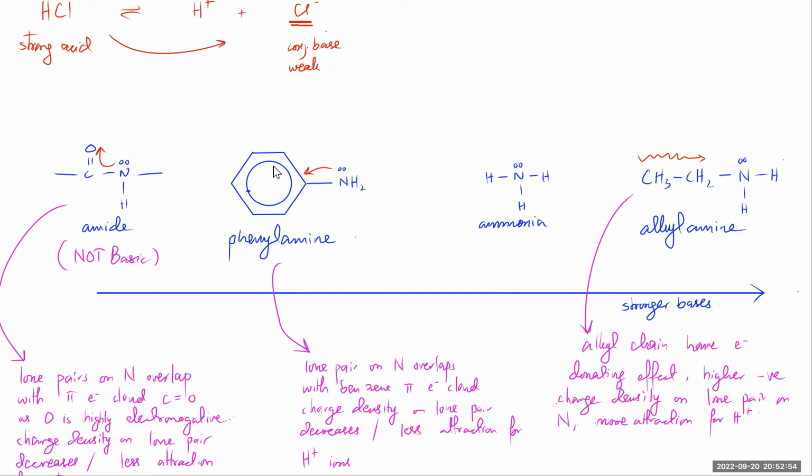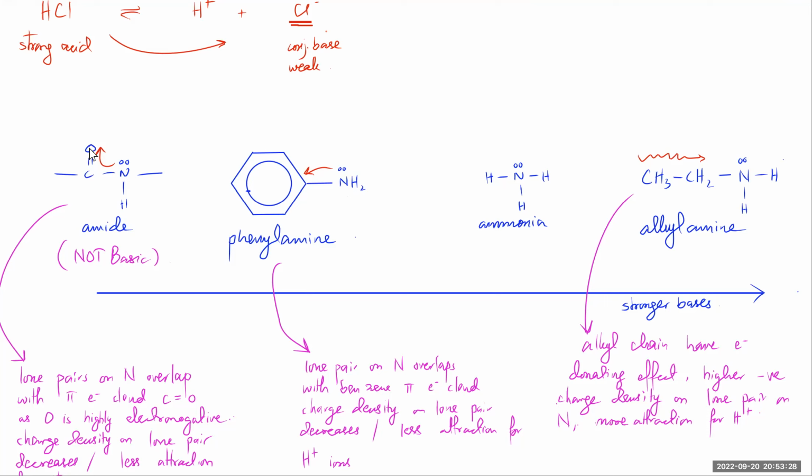So you've got an alkyl chain, there's more negative charge density over here. Similarly, the N can be attached to a benzene. When it's attached to the benzene, the lone pair actually mixes with the benzene electron cloud over here. So the lone pair has a lower negative charge density, as the lone pair on N overlaps with the benzene pi electron cloud. The charge density on the lone pair decreases, and there's less attraction for H+. So that's a weak base. And this one is not basic at all because, again, you've got a C double bond O. That's an amide. When an N has a C double bond O next to it, that's an amide. So when you have an amide, it's not basic at all.